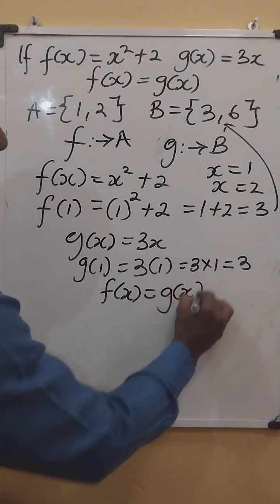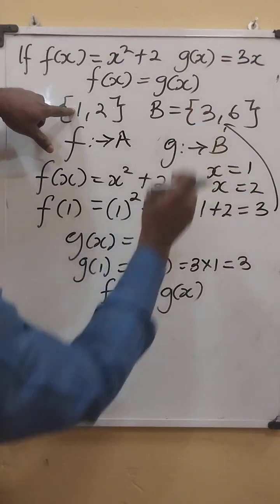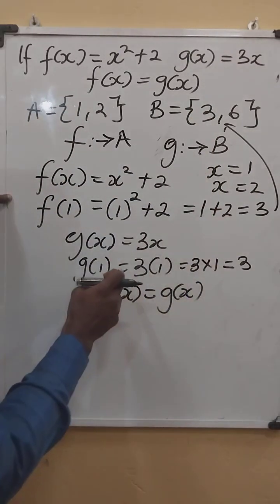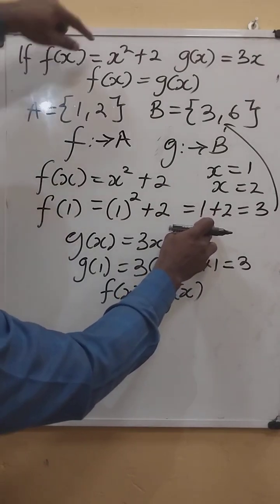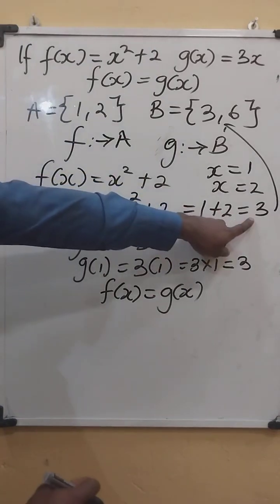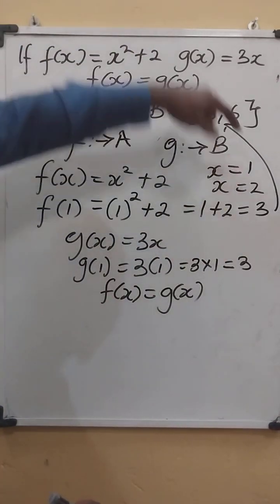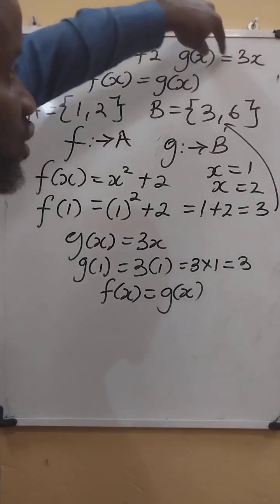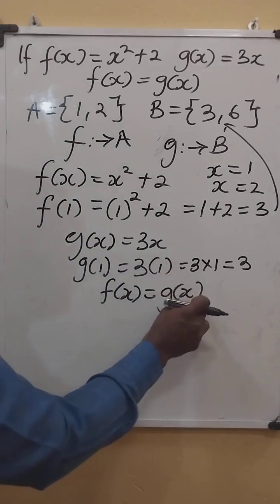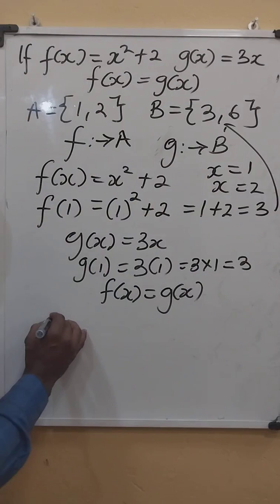So in the first case, f of x is equal to g of x. That's for the first case now: 1 maps to 3. When you substituted 1 into the function x squared plus 2, it gave you 3. When you also substituted 1 for x into the function g(x) is equal to 3x, which is what we have done here, you also got 3. So let us try it for the second one.